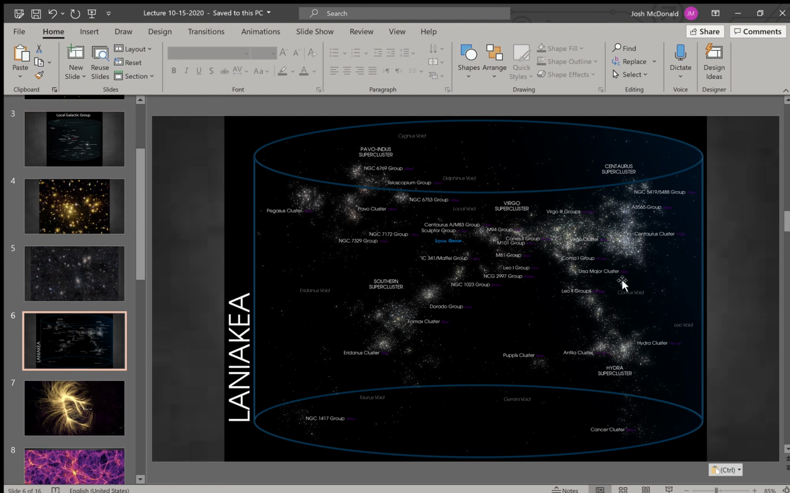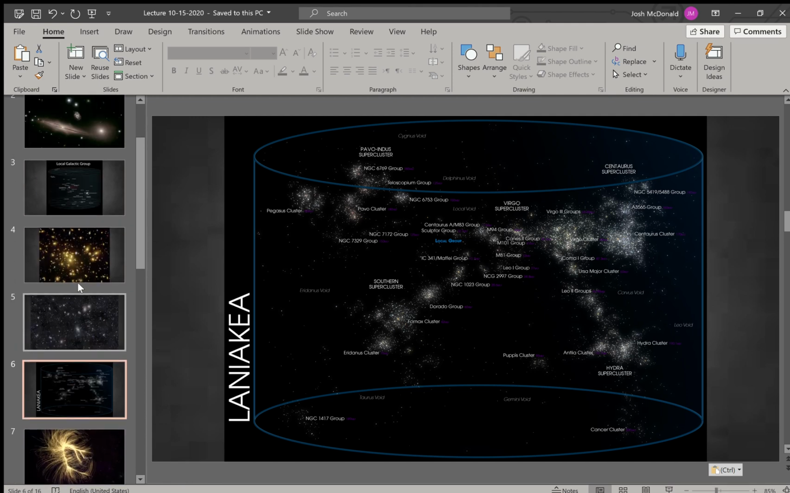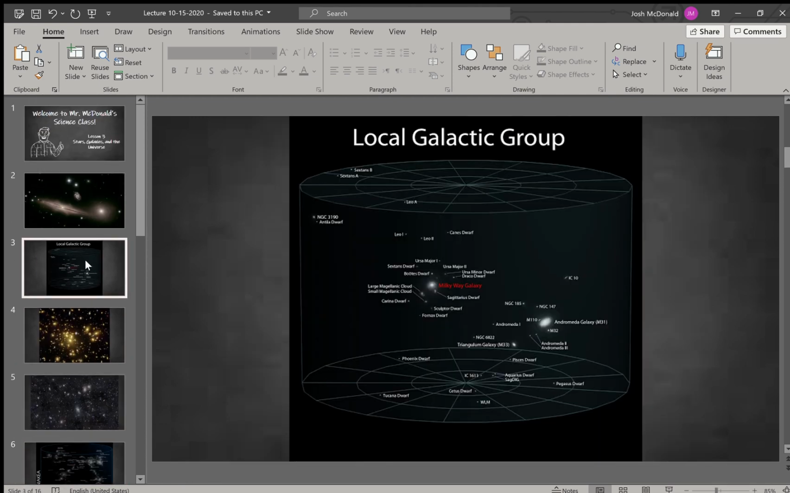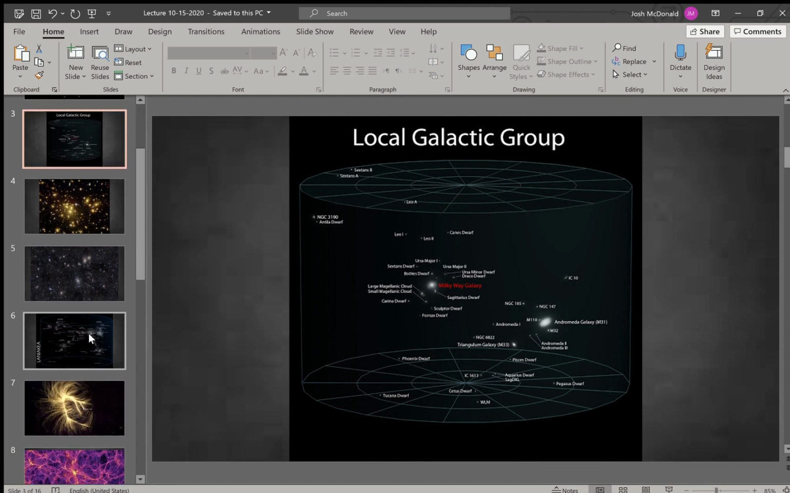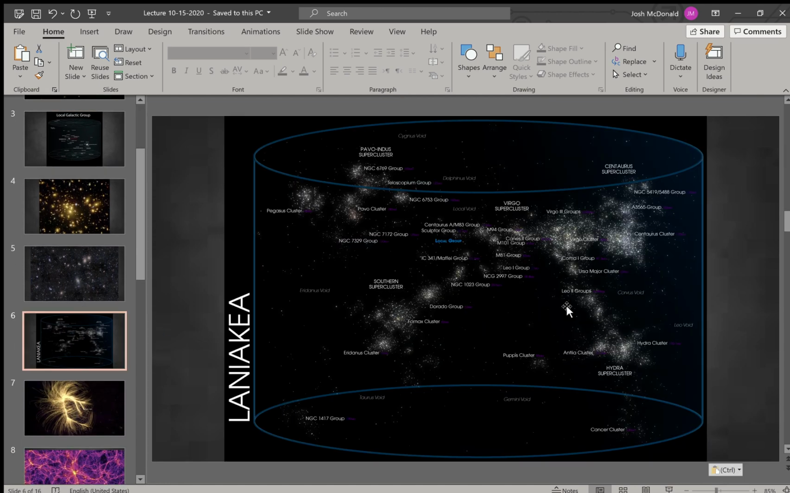So here's our local group within this cluster, supercluster. So let's go back here. Here is our local group. There's the Milky Way. And then here is that local group in terms of its supercluster. So each of these is a group or a cluster. Here's a supercluster within a supercluster. So the scale here is just getting beyond what we can possibly even imagine in terms of size.